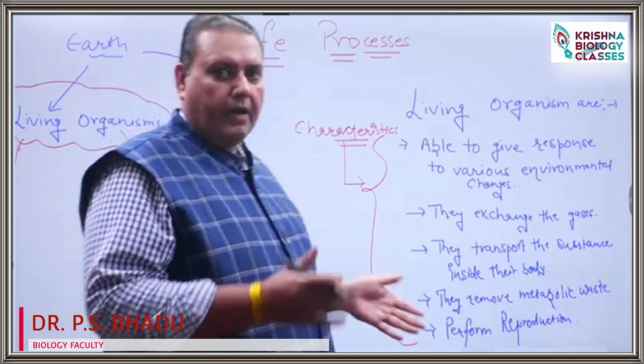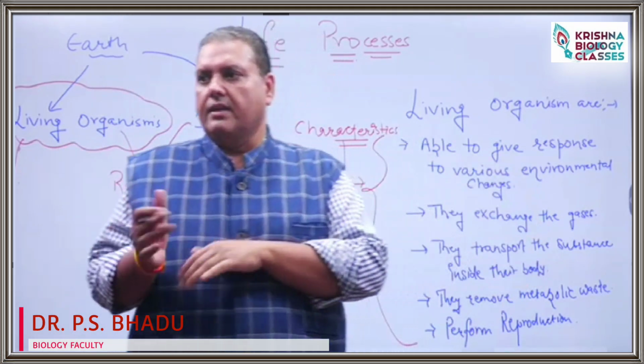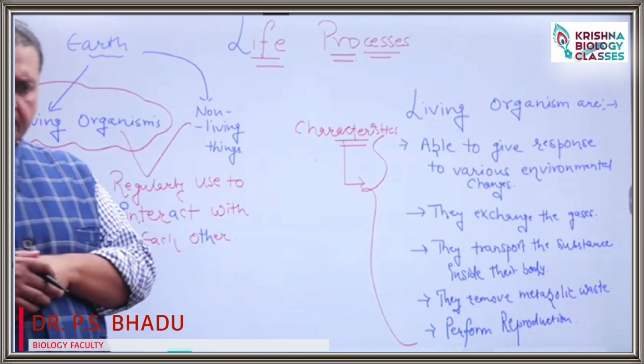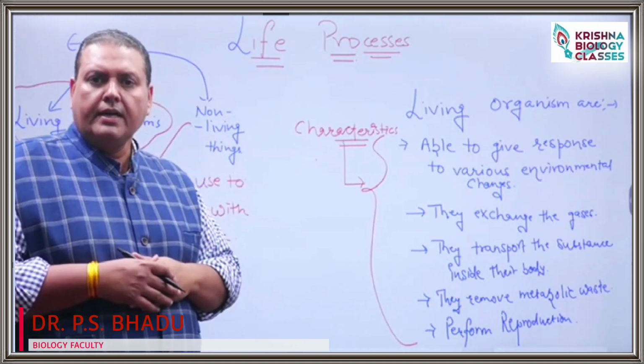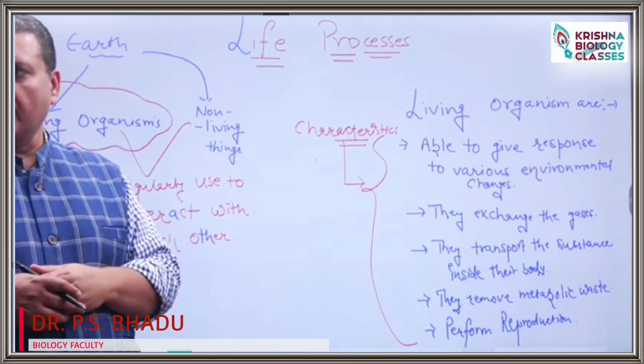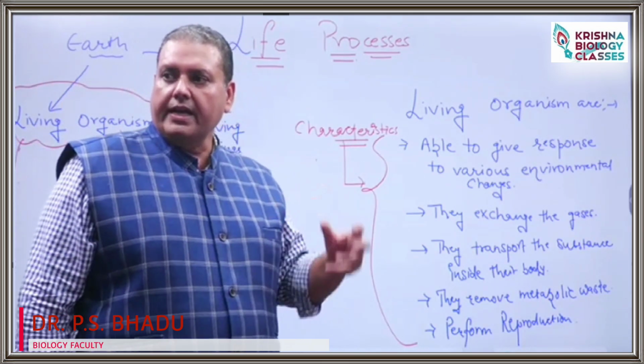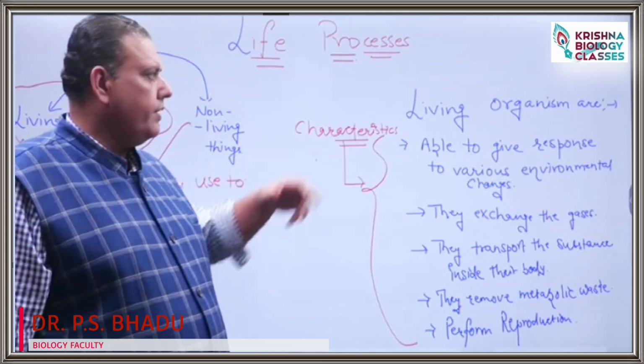So यहाँ पर दो क्वेश्चंस के आंसर हमें एक साथ मिल जाते हैं. Might be they can ask a 2-mark question, differentiate between living and non-living organisms. They can ask a 1-mark question, what are the characteristics of living organisms.